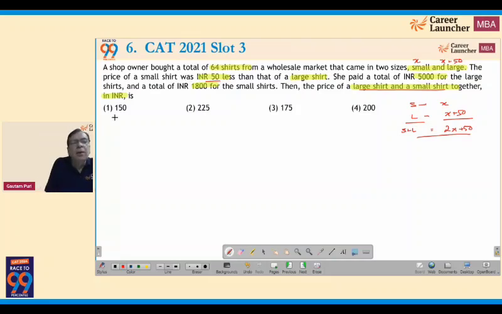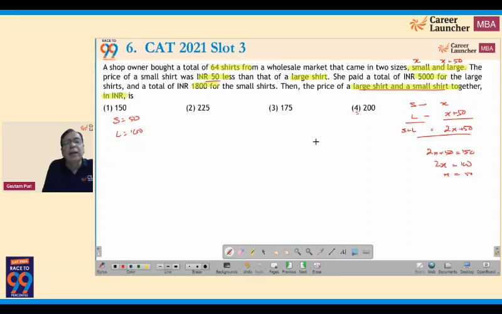If 2x plus 50 is equal to 150, that means x should be equal to 50. That means the small shirt should be equal to 50 rupees and the large shirt should be equal to 100 rupees. After all, if 2x plus 50 is equal to 150, that means 2x is equal to 100, or x is equal to 50. That's all I've done.